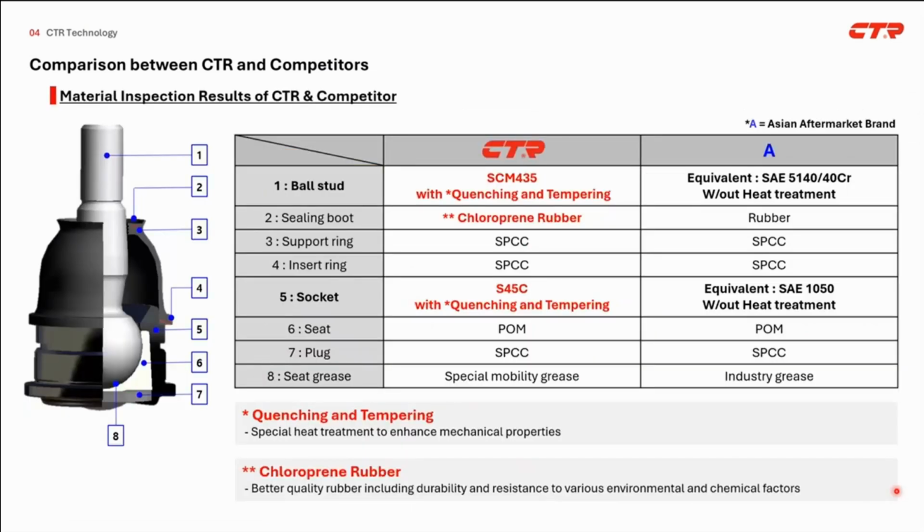This is the material inspection result of CTR and a competitor, which is one of the Asian aftermarket brands. We analyzed from bolt to grease. Among those, there are two specific things: bolt and socket material with heat treatment, and boot material. CTR applies special heat treatment to enhance mechanical properties for each part. And we also use better quality rubbers for the boot, for durability and resistance to various environmental and chemical factors.